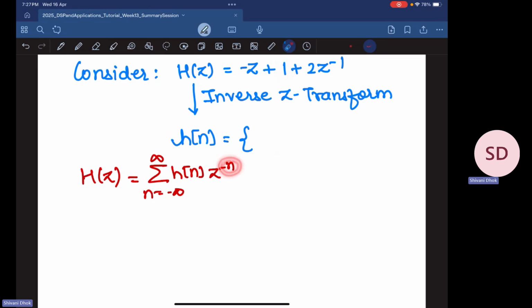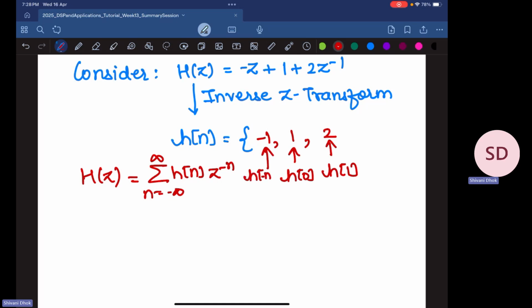So now if I compare it one by one, this 1 here corresponds to the case when my n equal to 0. So my h of 0 is equal to 1. Now if I have n as 1, I will get a coefficient as h of 1. So here I have 2 as my h of 1. And similarly, here z has a power of 1, which means that if I have n as minus 1, I'll get it here. So I have minus 1 here as h of minus 1.